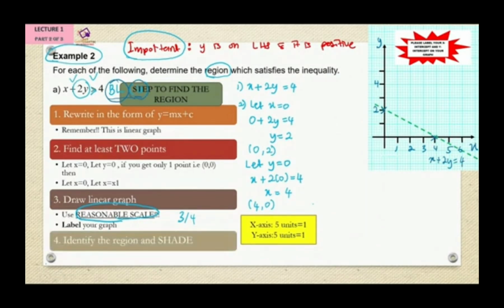Next step, we need to identify the region and shade the region. At first we already know this is upper, so it means the region is above the line. I will be using the highlighter so that you can see it clearly. So this is the region. Please shade your region correctly, because most of the students do it wrong. Why do they do it wrong? Because they just shade the region in the first quadrant. You should understand what is meant by first quadrant. Okay student, so you should shade the region correctly.